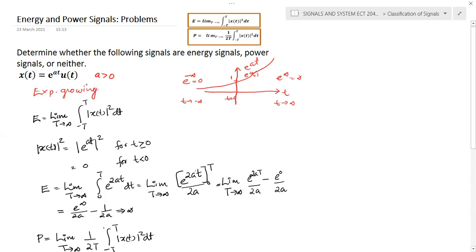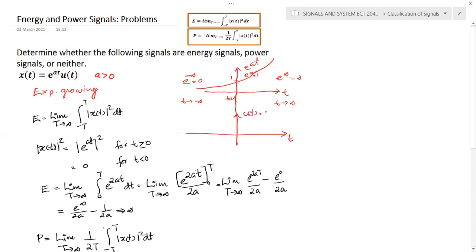So previously we discussed an exponentially decaying signal. In that particular case, it's e raised to minus at. Now it is e raised to at. Now we can see this particular signal, and we are multiplying the given signal with u of t. So u of t is a signal which exists only in the positive direction. So this is u of t.